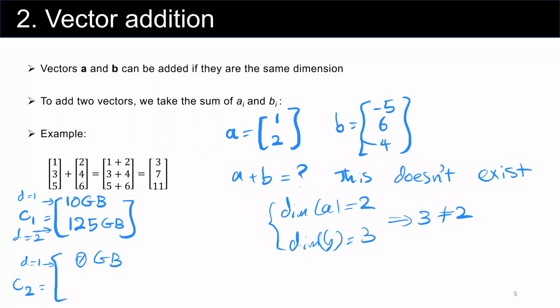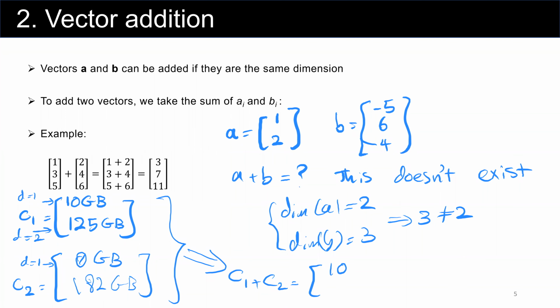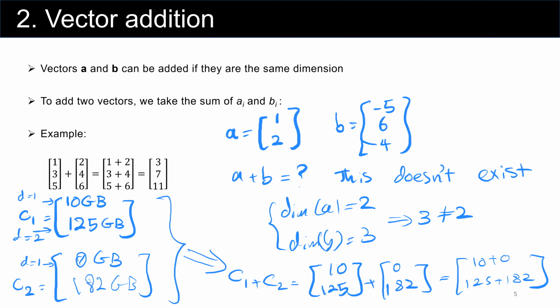But at day 2, there are 182 gigabytes of data. If you want to see collectively how much data we have stored in a network of computers, we just need to sum up C1 and C2, which means 10, 125 plus 0, 182. The result of this summation, 10 plus 0 and 125 plus 182, is going to be the total data that we stored in day 1 and in day 2.